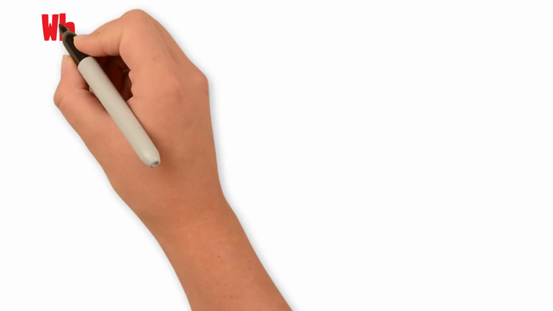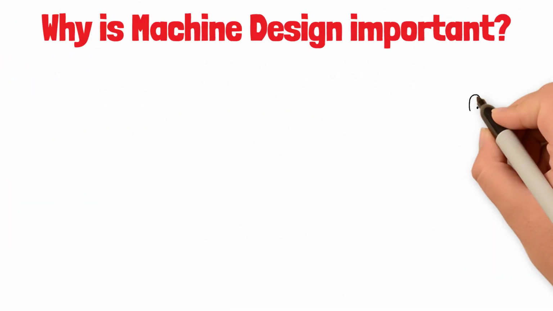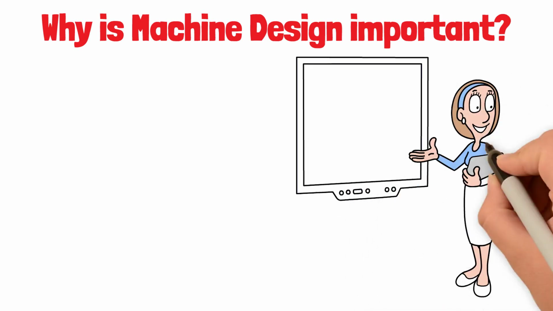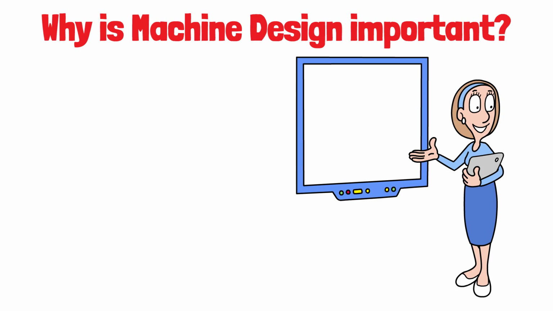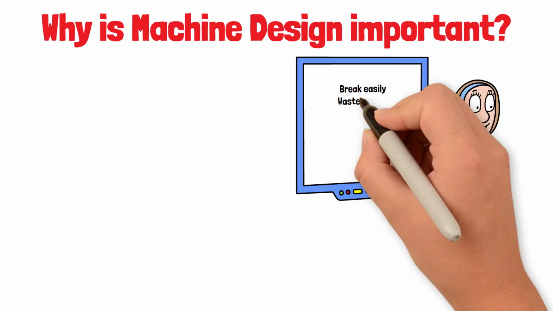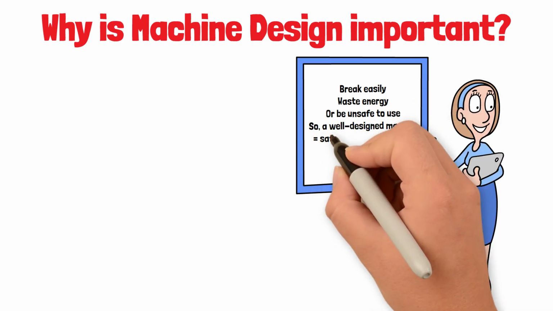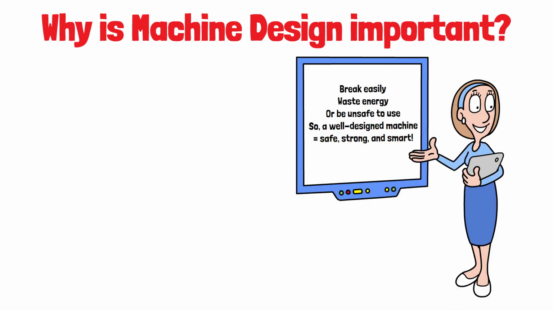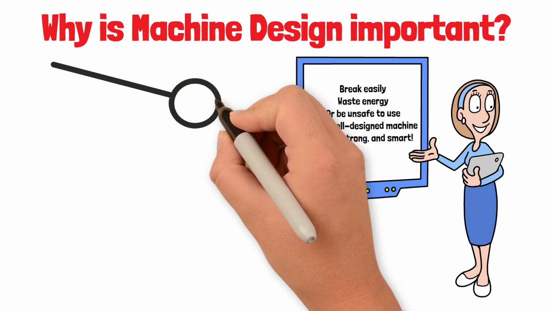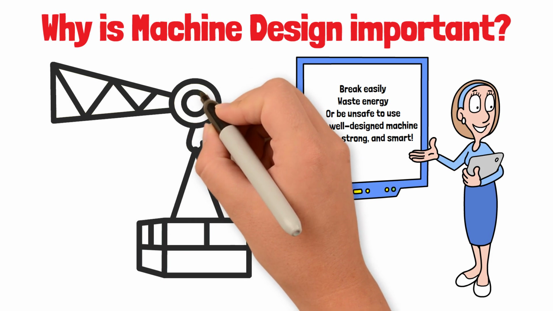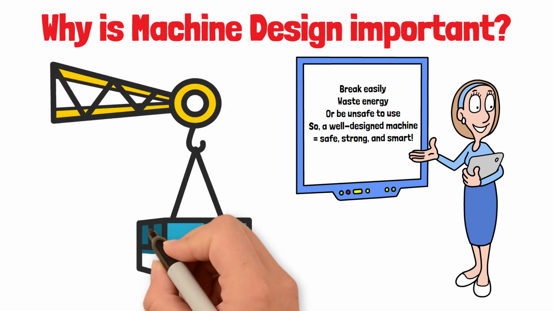Why is machine design important? Machines are everywhere, from fans and scooters to washing machines and rockets. Without smart design, machines could break easily, waste energy, or be unsafe to use. So a well-designed machine is safe, strong, and smart. Example: think about a crane lifting heavy blocks. If its parts aren't designed correctly, it could fall. But with good machine design, it can lift tons safely and smoothly.